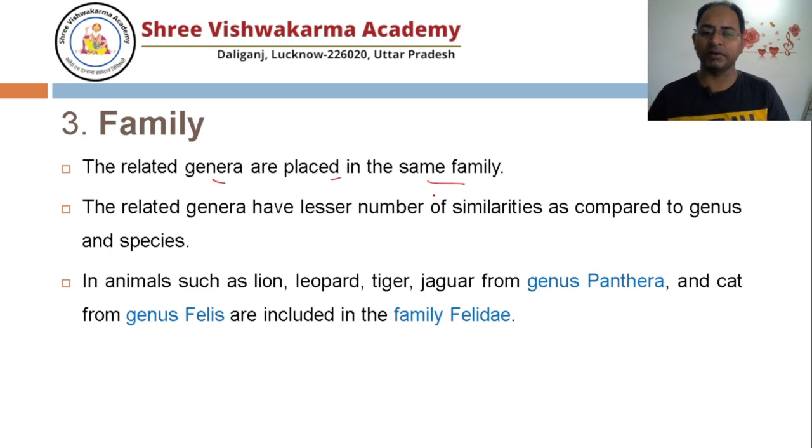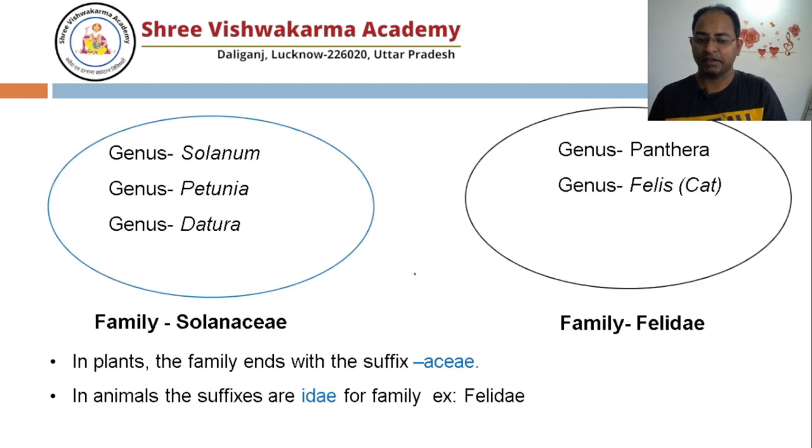You always remember the example which I have given, that in one country there are many states, in one state there are many districts, likewise. So in one family there will be many genera, and in one genus there will be many species. The related genera have a lesser number of similarities as compared to genus and species. I already told you, as you go from the lowest to the upper category, the number of similar characters obviously decreases. So animals such as lion, leopard, tiger, jaguar come under the genus Panthera, and cat from the genus Felis are included in the family Felidae. So let's take the example, the family Felidae.